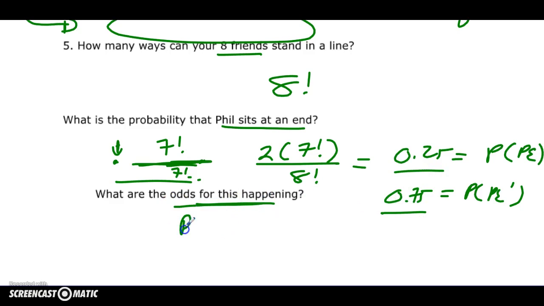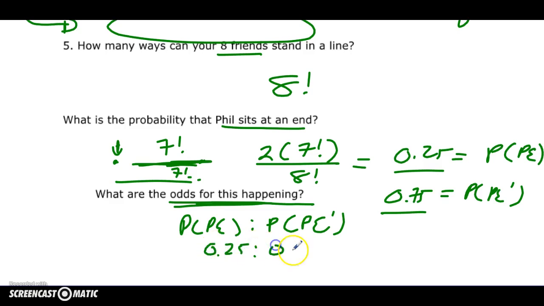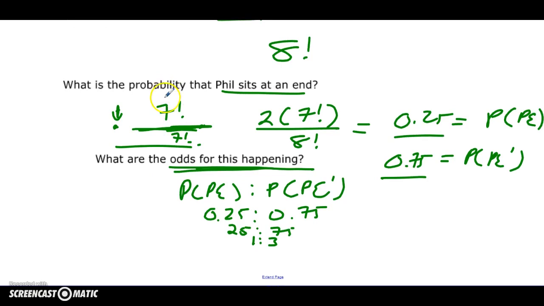Okay, so what are the odds for this happening? Remember, with odds, what you're going to do is the probability of something happening as a ratio to the probability of it not happening. Okay, that's for the odds of this happening. If the odds against this happening, you'd flip these backwards. Okay, and then you just go through it and set these up like this. And what I do is multiply by 100 first, and then write in lowest terms. And you might have been able to do this a little quicker. But there we go, 1 to 3. So it's a 1 to 3 odds that happens.